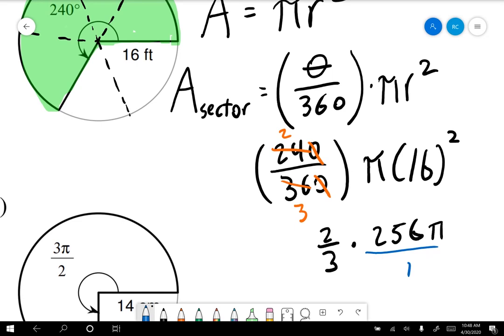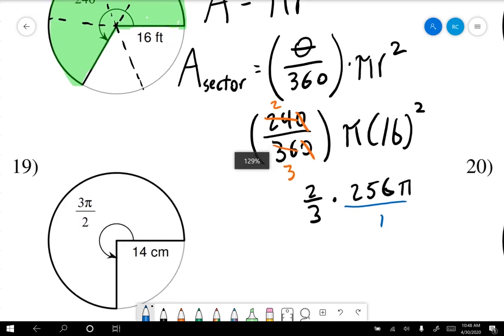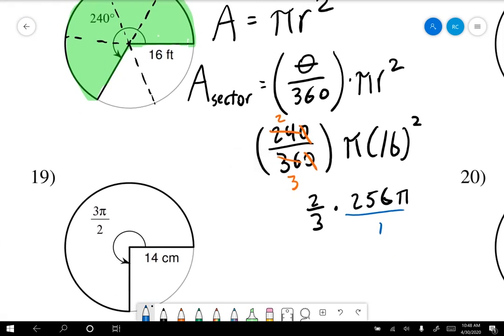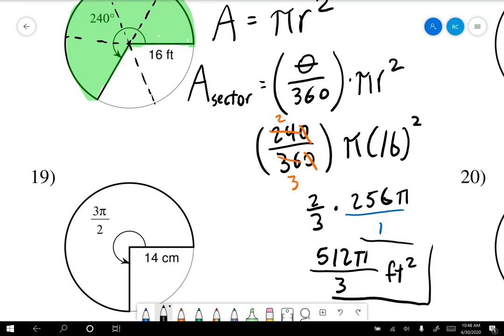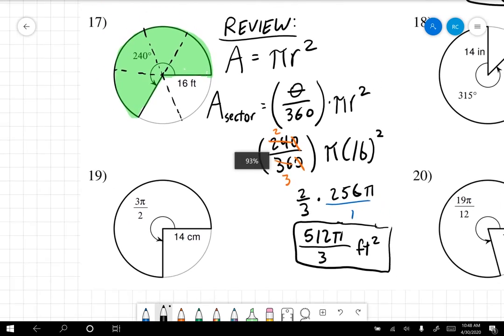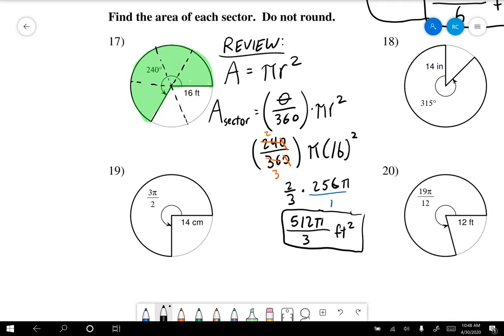256 pi over 1, and not a whole lot more that we can do with that. There's no canceling here. 256 is just a whole lot of 2's, so we end up with 512 pi over 3, and this is square feet because it is area that we're looking for. Now that took up a lot of space because I had the review on the top, but it won't take up that much space going forward from here.